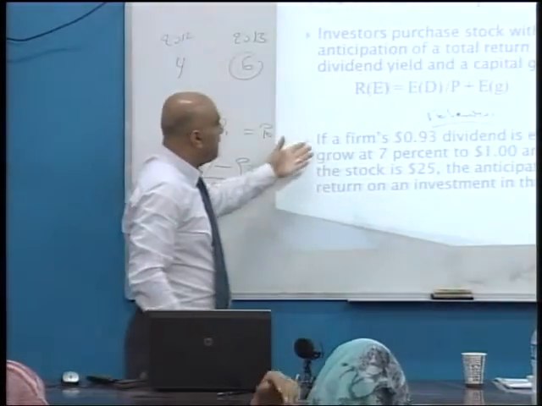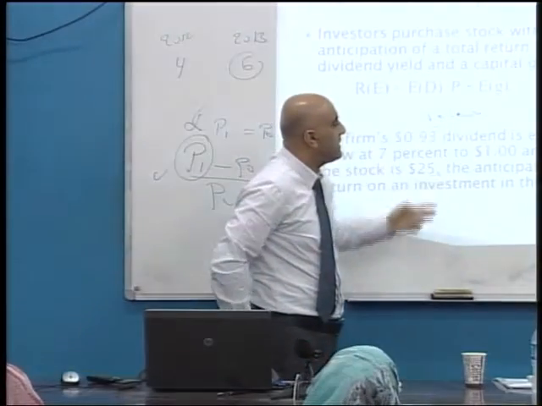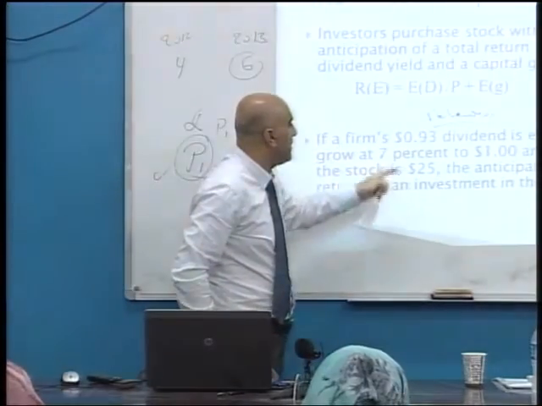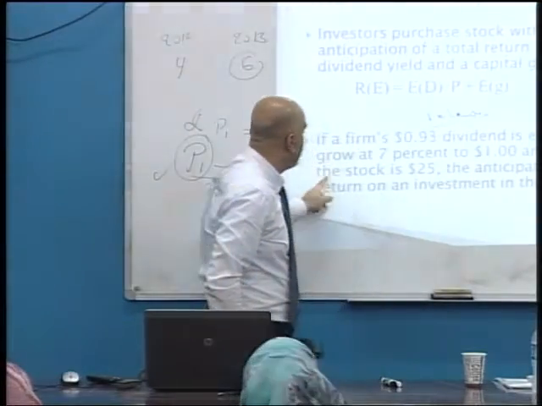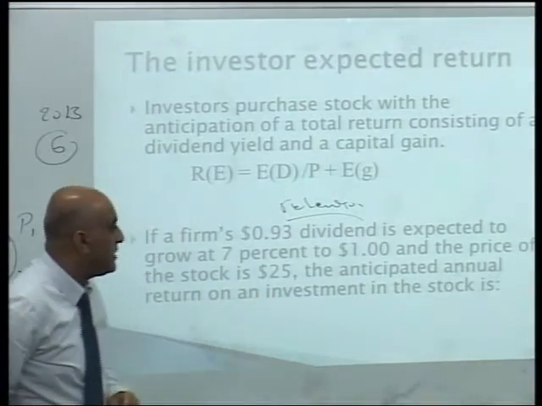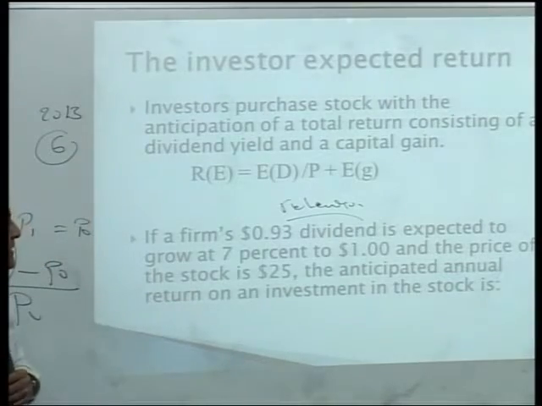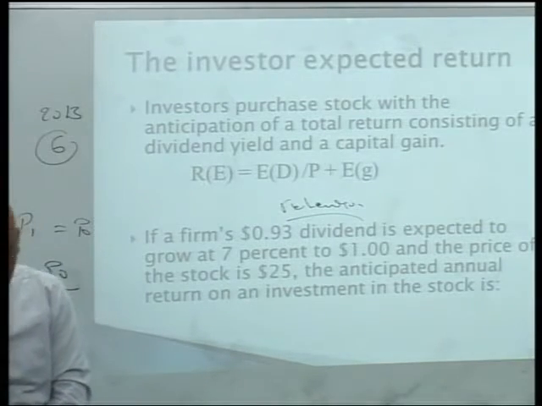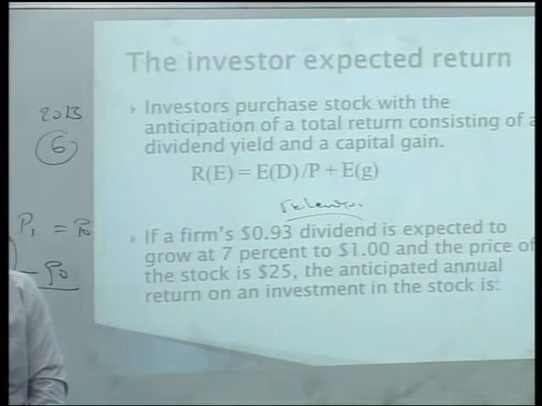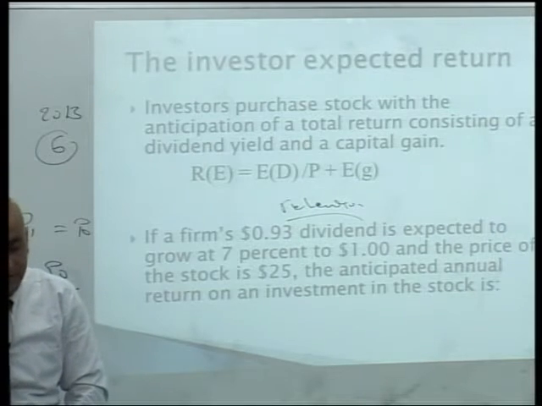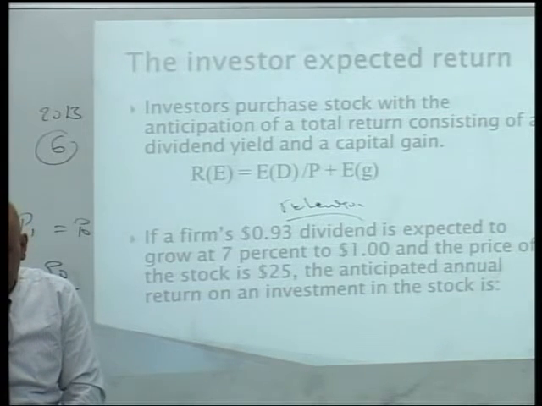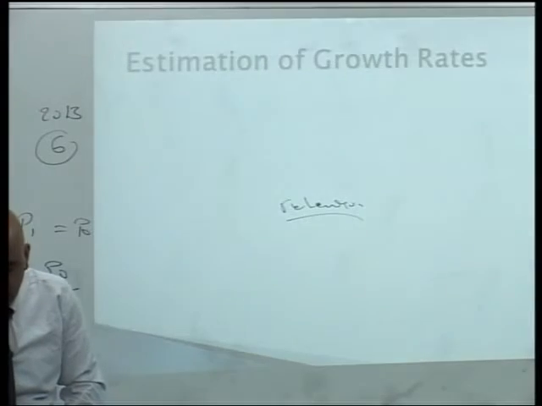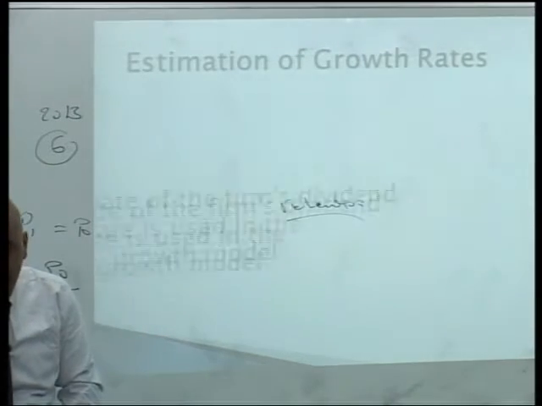If a firm's expected dividend is $0.93, growing at 7%, and the price of the stock is $25, the anticipated annual return on an investment in the stock is, just apply this equation. So the expected dividend is 0.93, and the growth is the difference between 1 and it, which is 7%. The price of the stock is $25, then you can get the result.